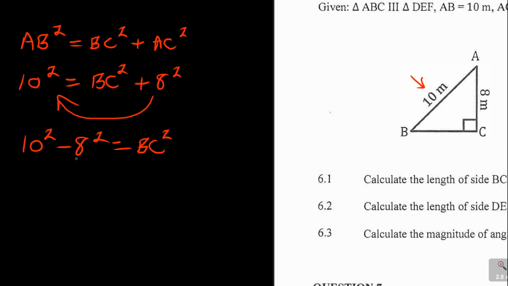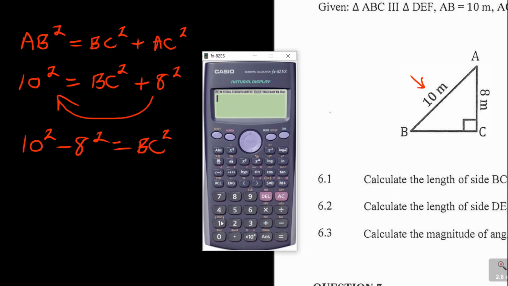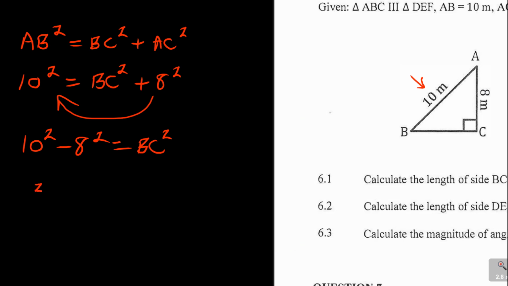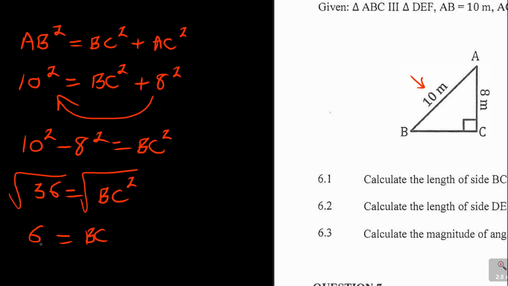So 10 squared minus 8 squared, your calculator can actually give you the answer there. In this case, 10 squared minus 8 squared gives me 36. So 36 is equal to BC squared. How do we find BC? You take the square root of both sides. The square root of 36 is 6, so BC is equal to 6, but you're talking about meters, so BC is 6 meters.